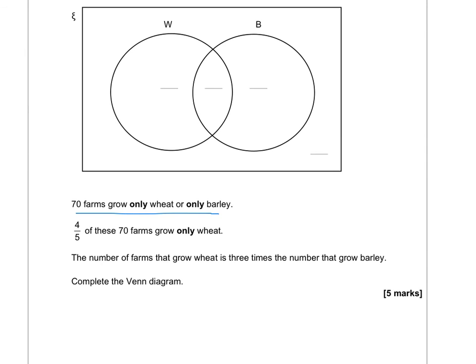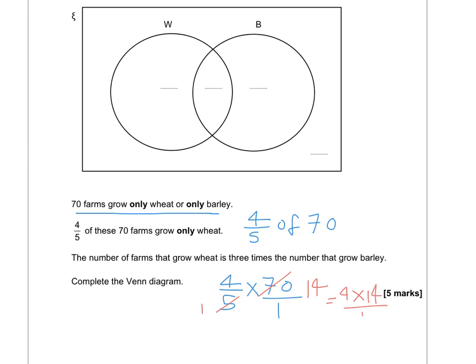So the first thing we have to do is work out what 4/5 of 70 is equal to. So we've got to do the calculation 4/5 multiplied by 70. We can cancel this down a little bit. 70 will divide by 5 to make 14. 5 divides by 5 to make 1, so we end up having to do 4 times 14 over 1, which is 56. So there are 56 farms which only grow wheat.